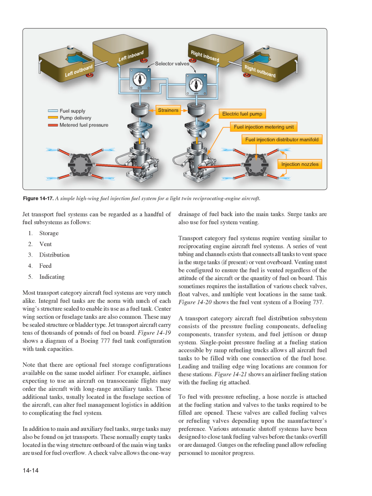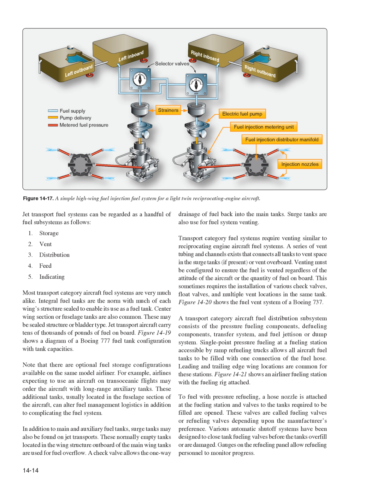In addition to main and auxiliary fuel tanks, surge tanks may also be found on jet transports. These normally empty tanks, located in the wing structure outboard of the main wing tanks, are used for fuel overflow. A check valve allows the one-way drainage of fuel back into the main tanks. Surge tanks are also used for fuel system venting.